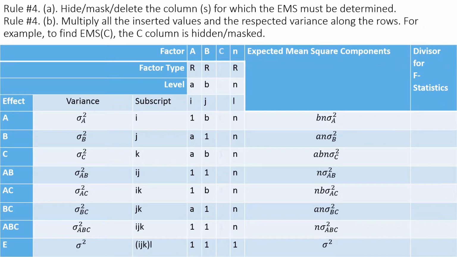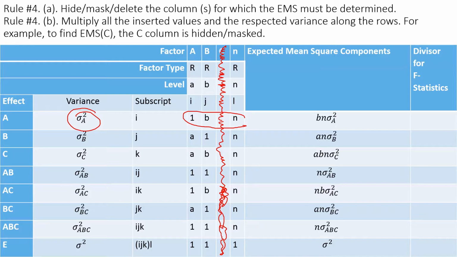And then next thing is whatever expected mean square we are interested in, we have to mask that. So in this case, for example, we are interested in finding the expected mean square for C. So we mask or delete that C, we don't see that, and then we multiply all of this. So multiply this variance and then this 3. So sigma square A times 1 times B times N, so that is ABN sigma square A. For example, for this one, we multiply 3 ones with this sigma square, so that becomes sigma square only.